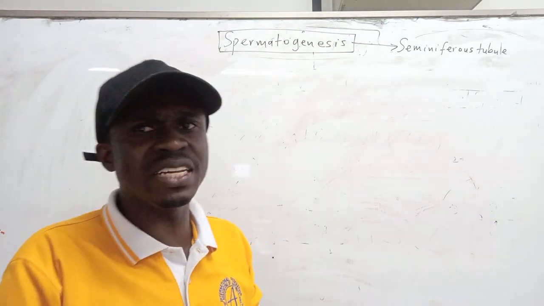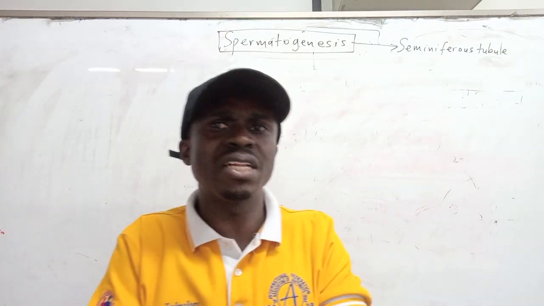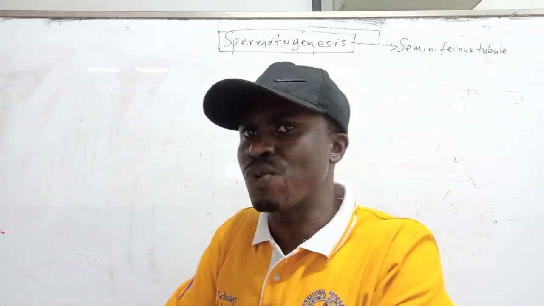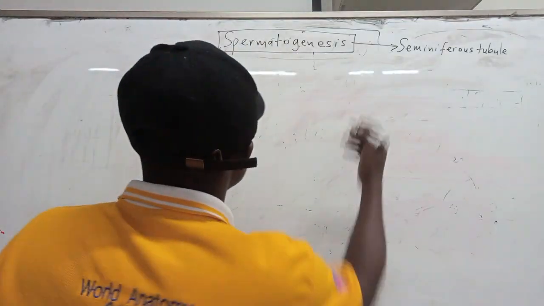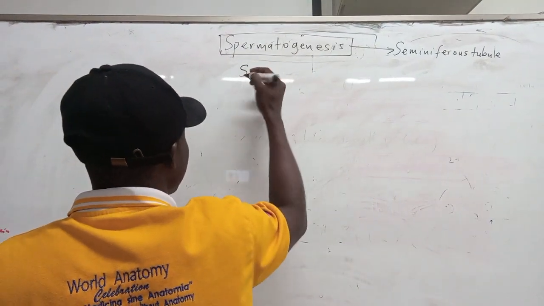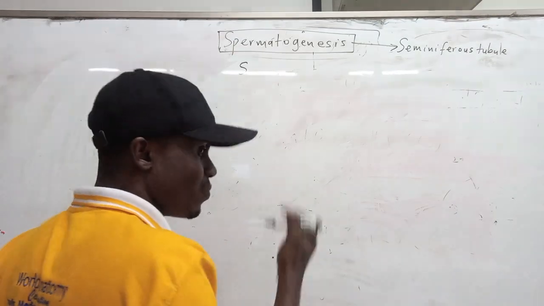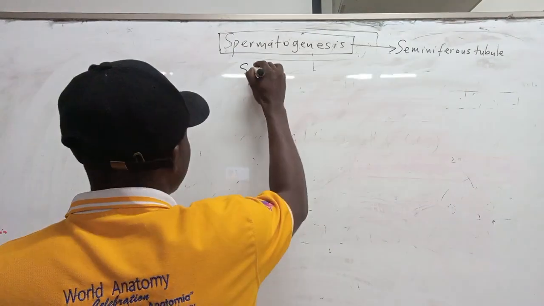Now the first thing we've seen is that a primordial germ cell can give rise to the oogonium, but in the case of spermatogenesis we will have what? Spermatogonium. So I need this spermatogonium as my real unipotent stem cell for spermatogenesis.